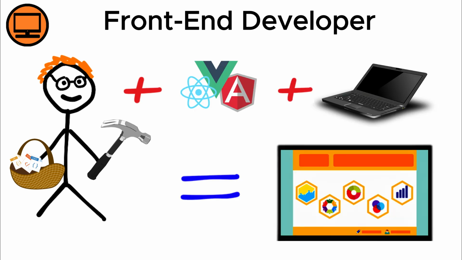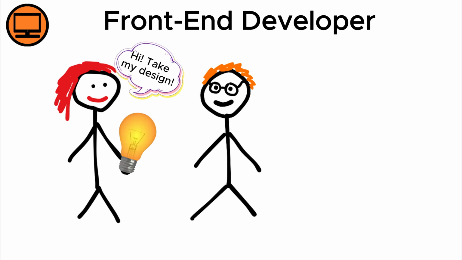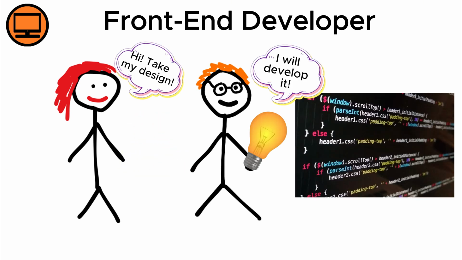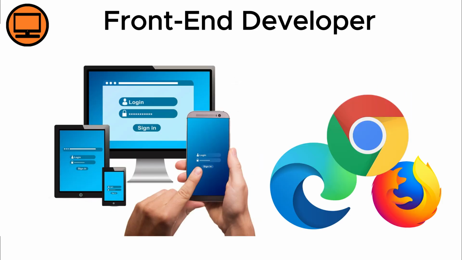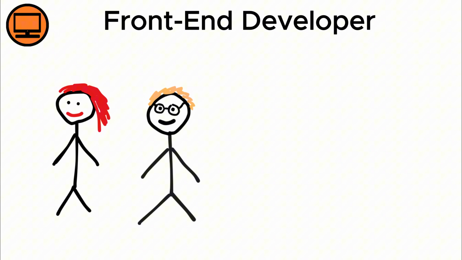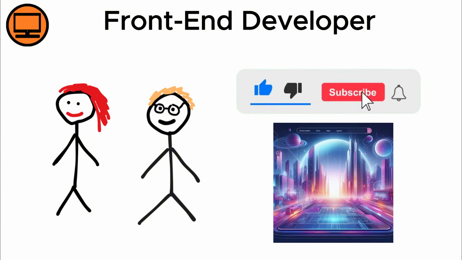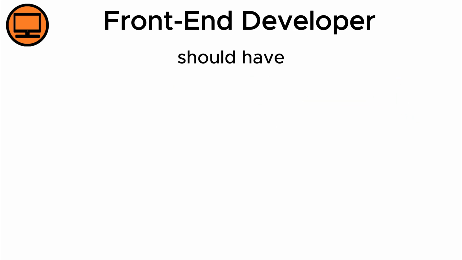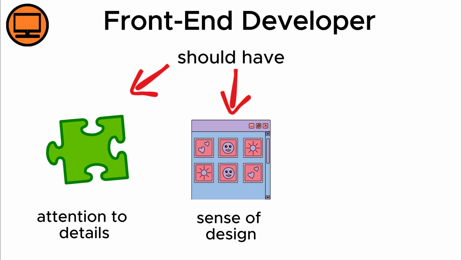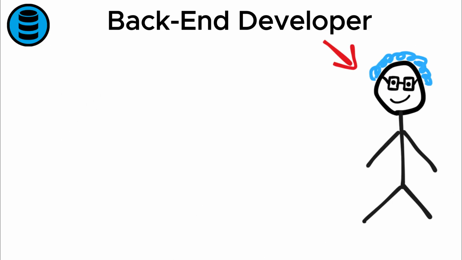faster and more efficiently. Front-end developers collaborate with designers to bring visuals to life, ensuring the design not only looks good, but is also functional across different devices and browsers. For example, they make sure a button works when you click it or that a website looks great on both your phone and desktop. Their role requires attention to detail, a good sense of design, and a focus on delivering excellent user experiences.